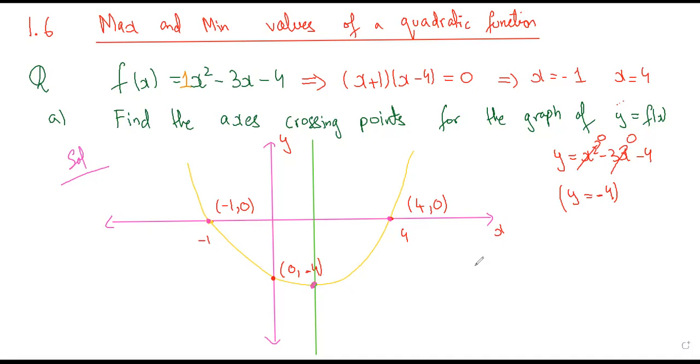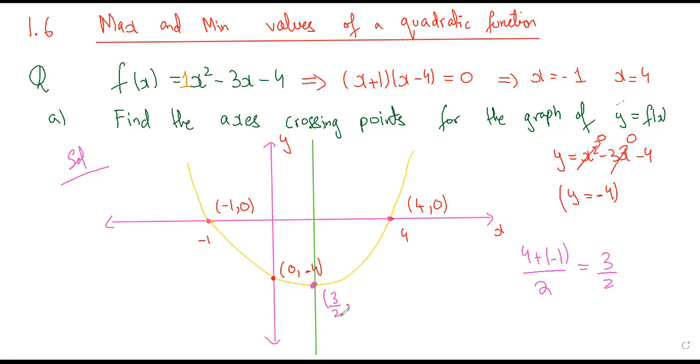Okay, all right. So let's find out the midpoint of -1 and 4. How do we find it? 4 plus -1 divided by 2. So it would give me 3 by 2. So 3 by 2 is the x coordinate of the vertex.